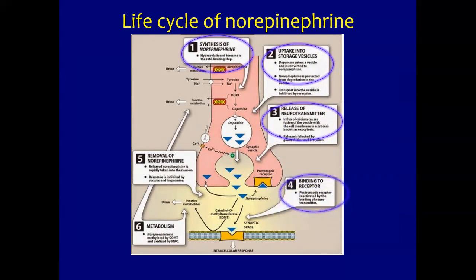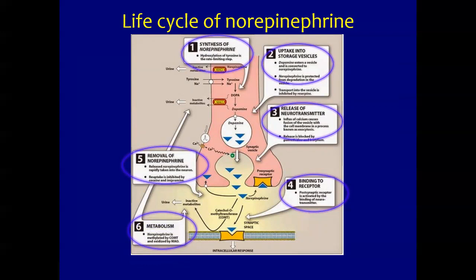Fourth, same action at receptors depending upon the site, which receptor is there, alpha or beta, and which subtype, we'll discuss later. And then fifth is removal of the neurotransmitter from the synaptic cleft. There are various mechanisms, catechol-O-methyltransferase, and metabolism by monoamine oxidase and catechol-O-methyltransferase. Once the neurotransmitter has produced an action, it has to be removed to terminate its effect. But this is the typical life cycle of all the neurotransmitters.